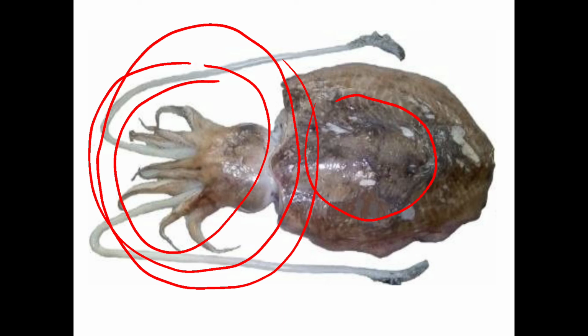Then they have ctenidia or lungs as well as kidneys. Ctenidia for respiration and kidneys for excretion. Then the nervous system is developed like the previous one.